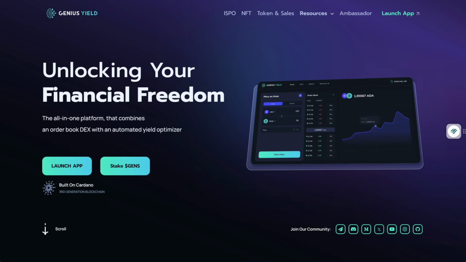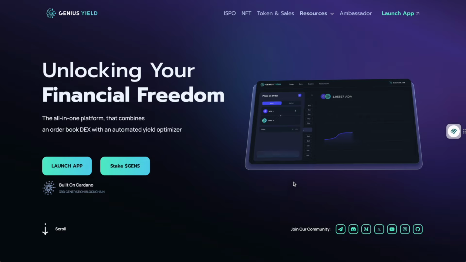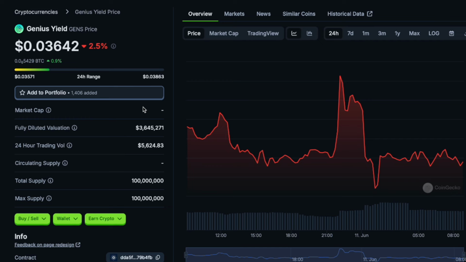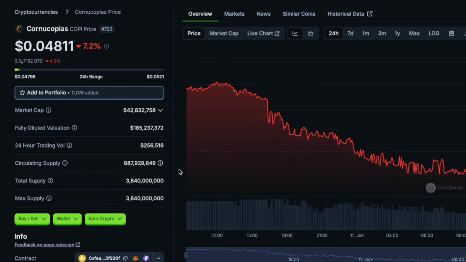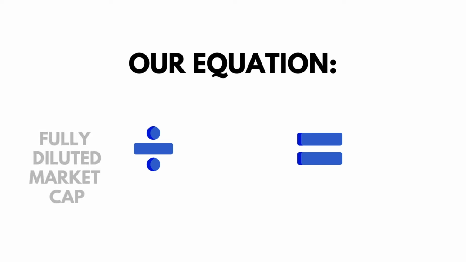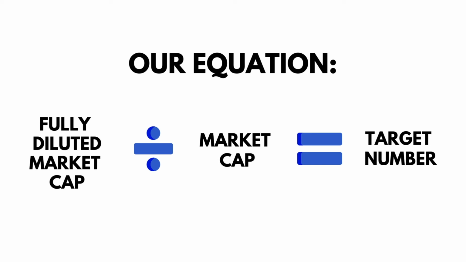So right now we're going to do a simple calculation to help us spot undervalued projects. And I originally talked about Genius Yield as being that project to make the calculations on, but because the information isn't easily seen on CoinGecko, we're going to take a look at projects that have the information there. This calculation is very simple. You're taking the fully diluted market cap, and we're going to divide that by the market cap, and that's going to give us a number. And we're going to want that number to be low.